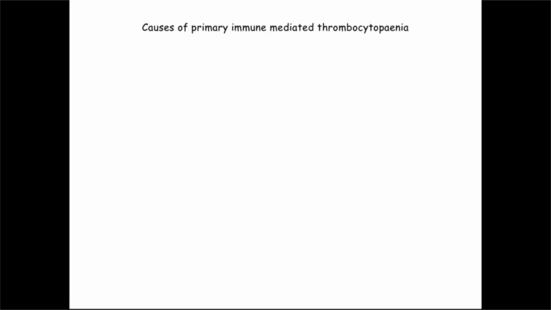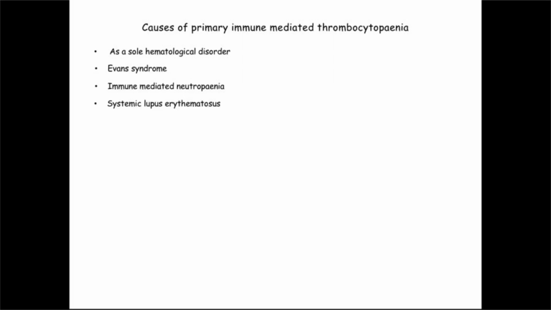And coming to primary immune-mediated thrombocytopenia, we have already spoken that Cocker Spaniels can get these problems. So in animals, this can occur as a sole hematological disorder, or most of the time it can occur in addition to underlying condition such as Evans syndrome, immune-mediated neutropenia, systemic lupus erythematosus, etc. Only 5% of dogs can get primary thrombocytopenia.